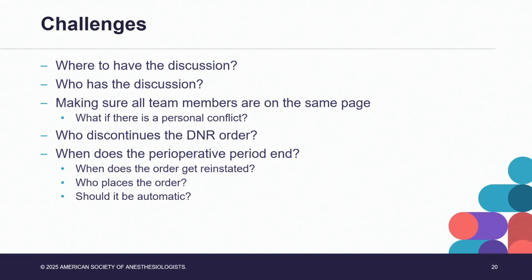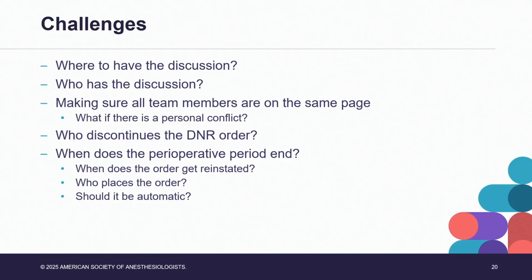And then who discontinues that order, right? Is it the anesthesiologist? Is it the surgical team? Because that plays into who's going to replace the order. If I'm post-call, I had this discussion, I get relieved, and the patient comes out of the OR to the PACU, I'm probably not going to be the one to replace that order. So that needs to be clarified. Is it going to be the anesthesia team or the surgical team?